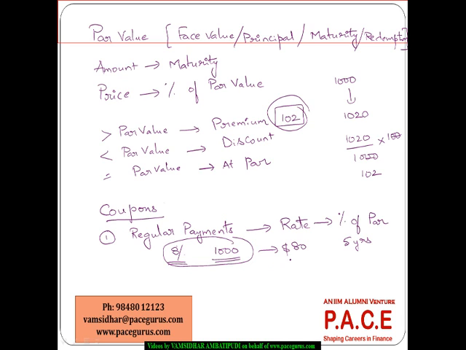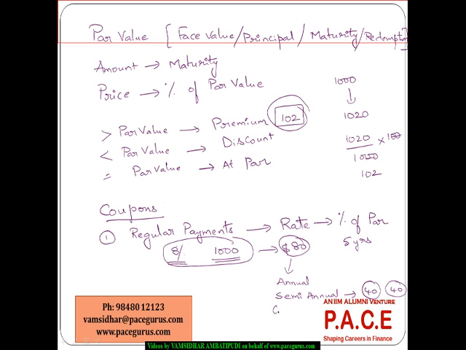And these coupons could be paid on an annual basis or probably any other frequency. It could be paid on a semi-annual basis. Now if they are paid semi-annually, the same coupon would be paid as 40 and 40. 40 would be paid after 6 months and the remaining 40 after 1 year.